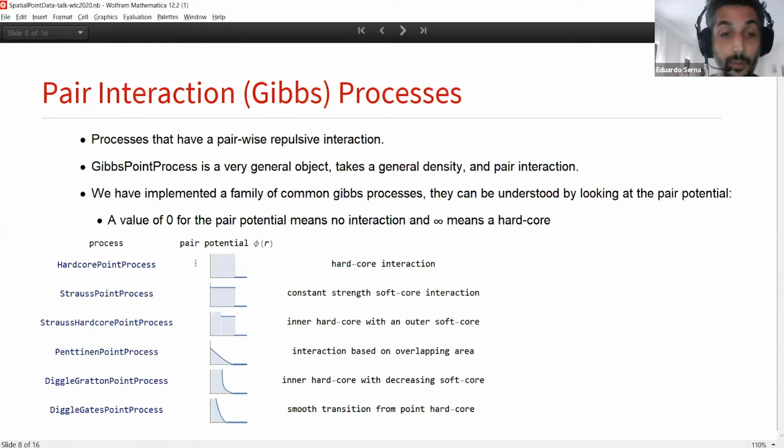So for the hardcore point process, this is exactly what we see. But then we have other softer core point processes like the Strauss point process, which is the canonical soft core interacting process, a mixture of both the Strauss and hardcore point process, and then other more subtle interactions that might be useful in different cases, like the Penttinen, Diggle-Gratton, and Diggle-Gates point processes.